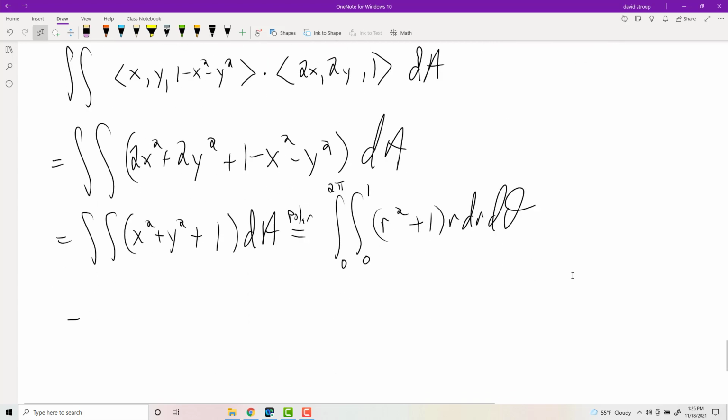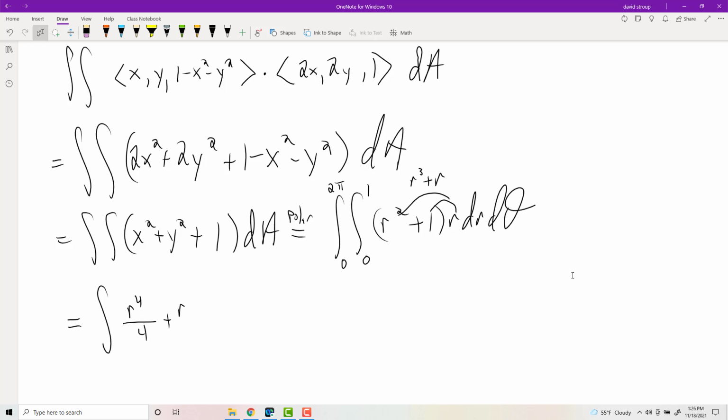So r is from 0 to 1, because x squared plus y squared is 1 is the region we're integrating over. Distributing the r and then integrating: integrate r cubed plus r, you get r to the fourth over 4 plus r squared over 2. Evaluate from 0 to 1.